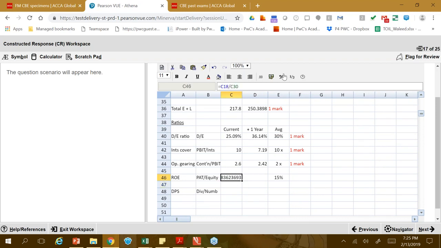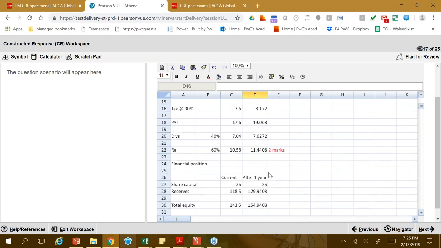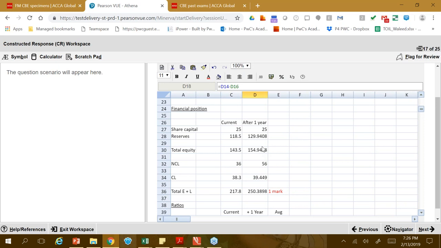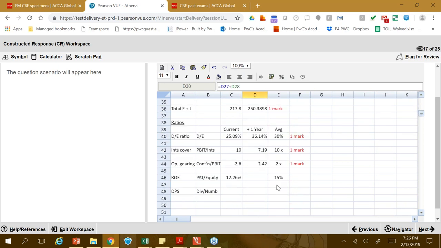So we can show it in percentage. And after 1 year, our profit after tax was D18 over D30. We get our return on equity, 12.26 and 12.31.